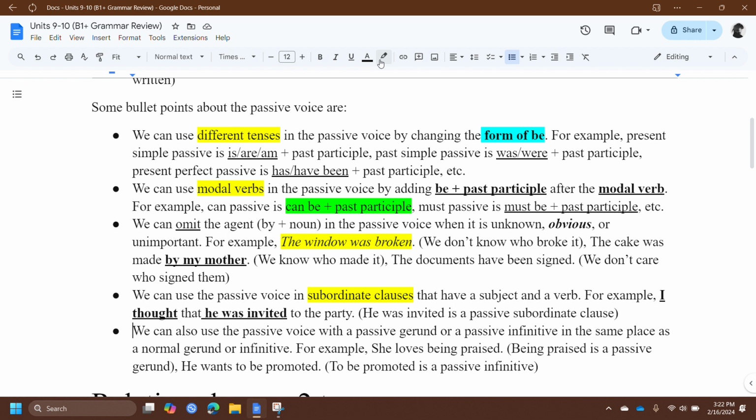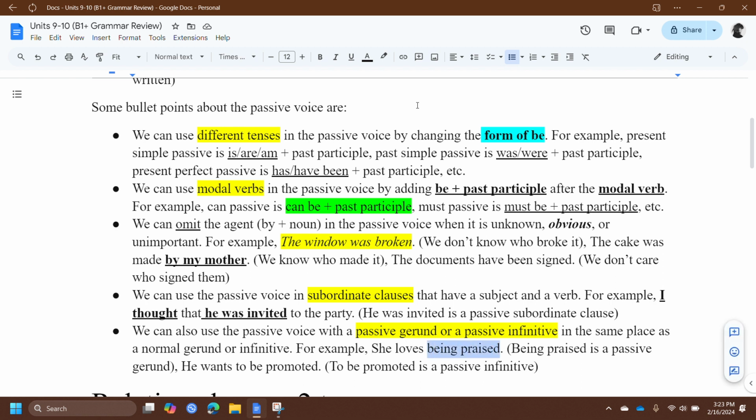And the last point we have about the passive voice is that we can also use the passive voice with a passive gerund, or even a passive infinitive in the same place. Let me just highlight this for you. Yeah, we can also use the passive voice with a passive gerund or a passive infinitive in the same place as a normal gerund or as a normal infinitive. Example, she loves being praised.